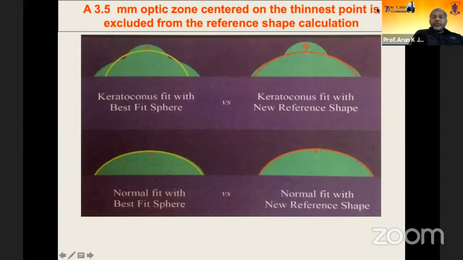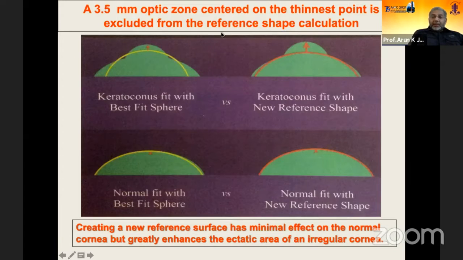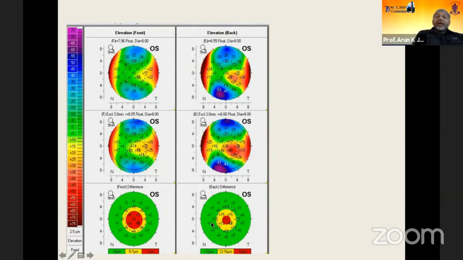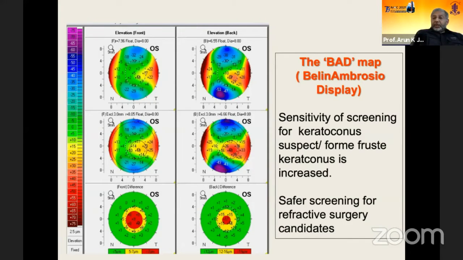What a Belin Ambrosio map does is it excludes an area of 3.5 millimeter around the apex, and it calculates a reference base curve excluding that area. What it does is create a new reference sphere with minimal effect on the normal cornea, but it greatly enhances the ectatic area of an irregular cornea as seen in this figure. So looking at the Belin Ambrosio ectasia map, it gives you enhanced elevation, which is so important in early cases of keratoconus and which may be masked on the anterior surface by epithelial thinning. So sensitivity for screening of keratoconus suspect or forme fruste keratoconus is increased by looking at this map.